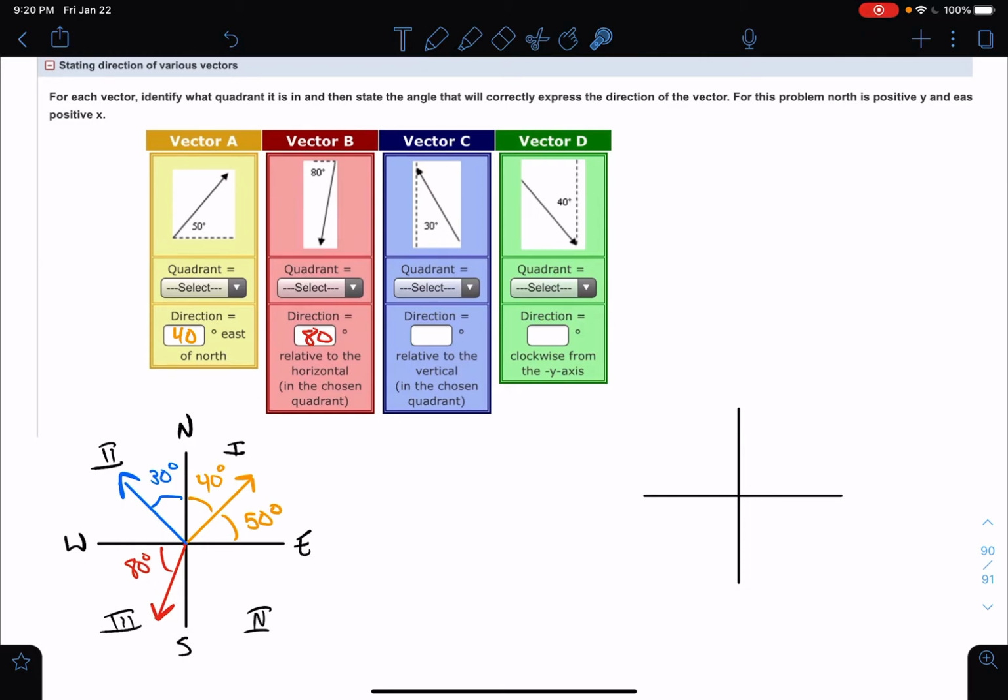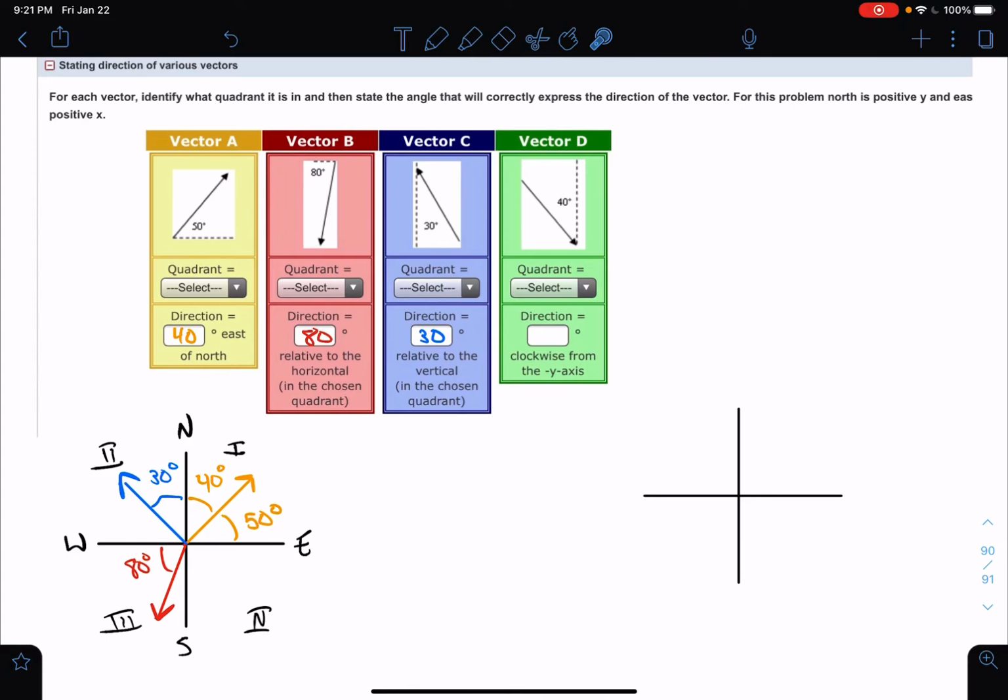Now, the angle relative to the vertical in the chosen quadrant, okay, great. I actually already know that. It's going to be 30 degrees. Now, if by some chance it said relative to the horizontal, well, then I would need this angle right here, which of course would be 60, because this angle plus this angle has to add up to 90. And once again, this angle here for vector C has got to be between 0 and 90, because it's relative to the vertical in the chosen quadrant. In a chosen quadrant, I've only got 90 degrees of separation to work with. Technically less than that.